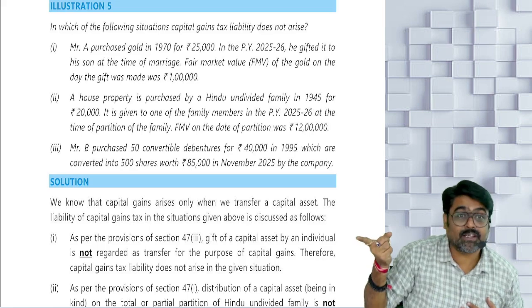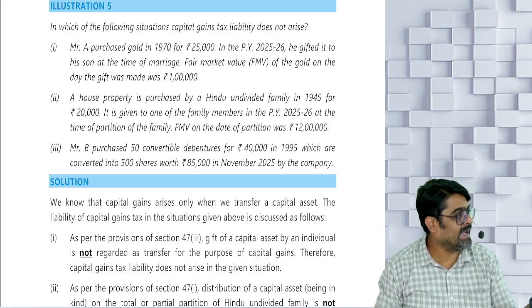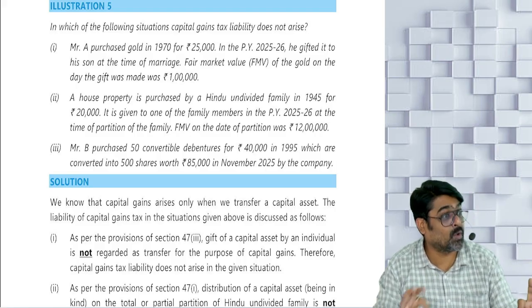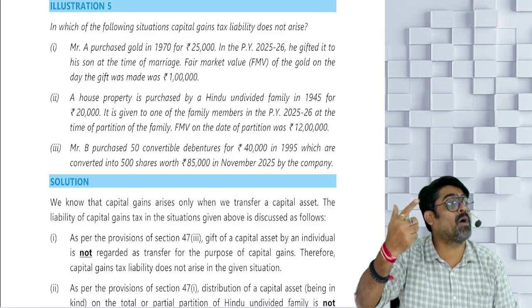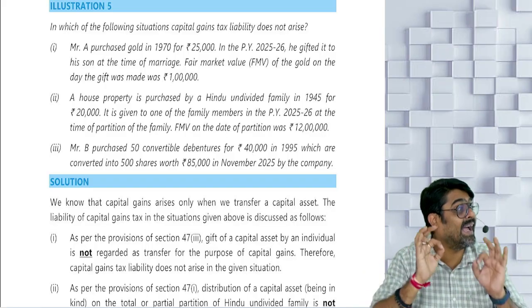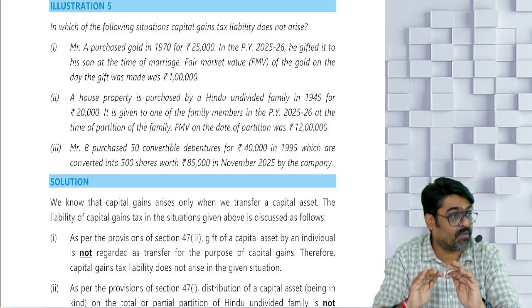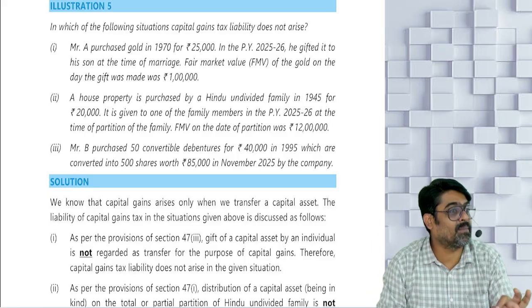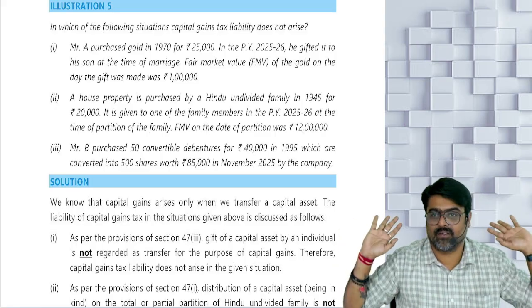Hence this transaction is also an exempt transfer under section 47. Any transfer by an HUF to its member of any capital asset at the time of partition is an exempt transfer. So this transfer taking place in 2025-26 will be an exempt transfer in the hands of HUF. No capital gain will arise.